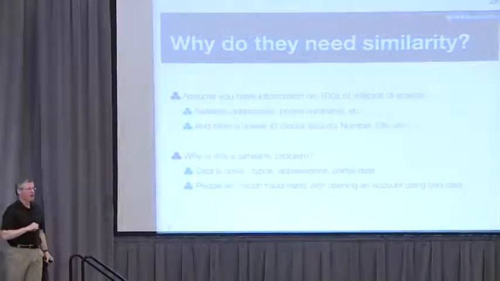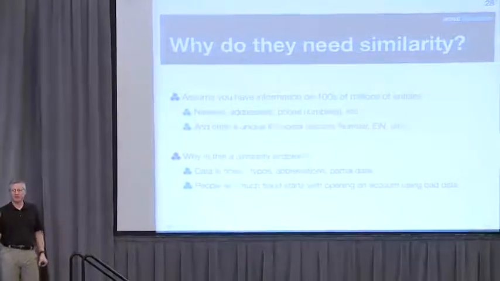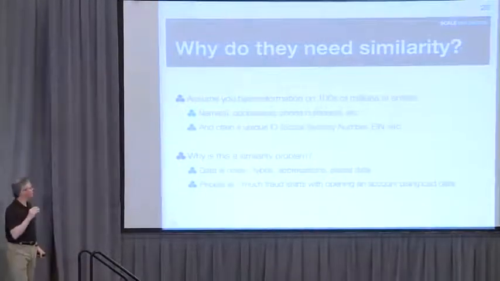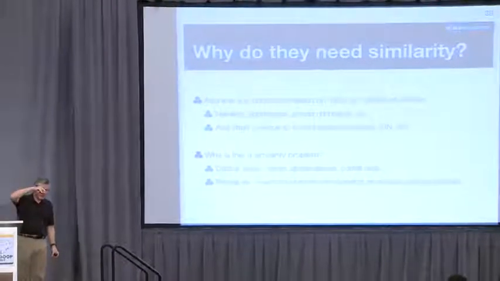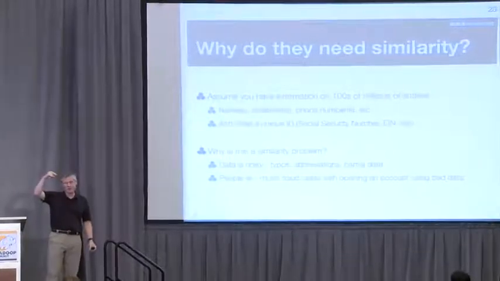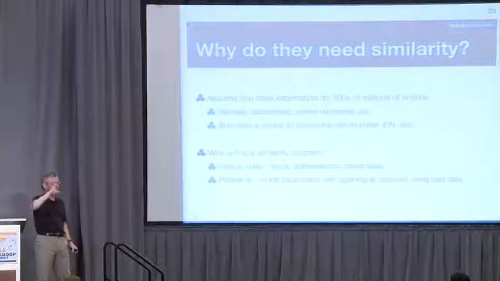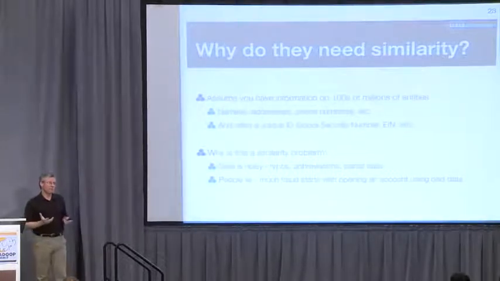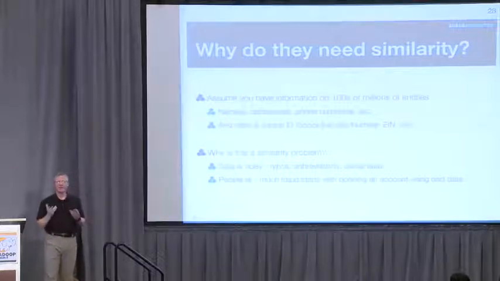So let's say you've got information on hundreds of millions of entities. It's people, it's companies, right? You've got lots and lots of information that includes names, addresses, sometimes things like social security numbers, phone numbers, driver's license numbers, et cetera. A whole bunch of data. Why is this a similarity problem? It's a similarity problem because the data is noisy.